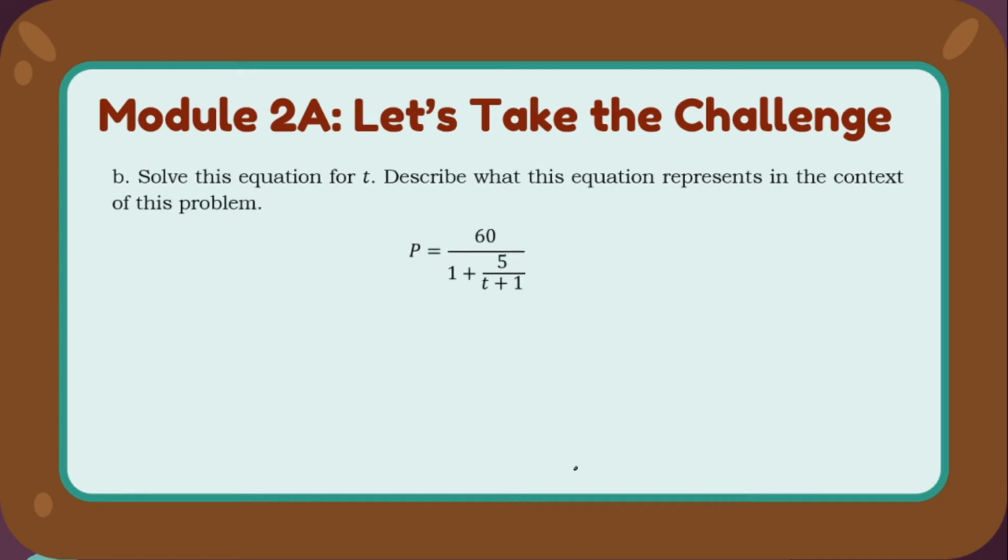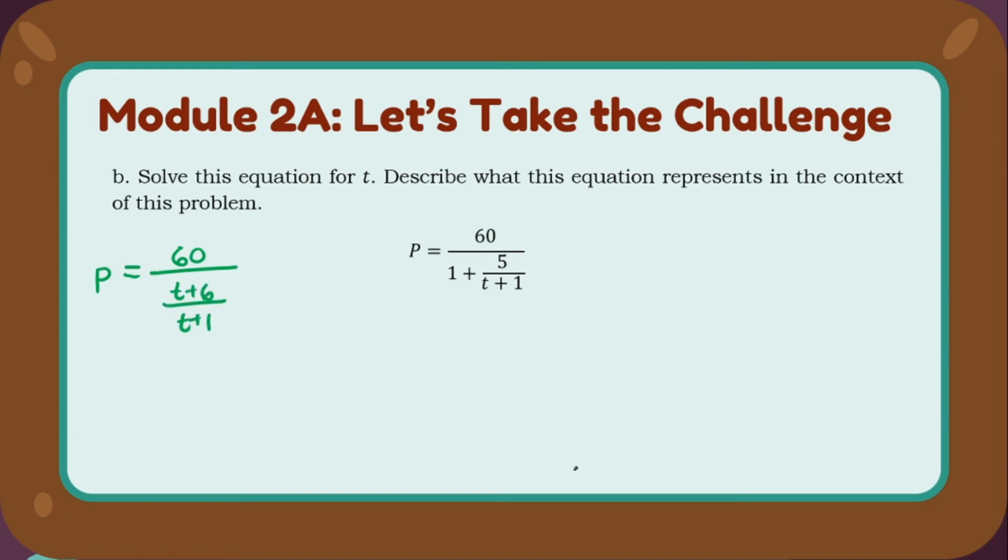Let us answer letter B. Solve this equation for T. Describe what this equation represents in the context of this problem. Let us make the denominator into one expression. The equation will now become P is equal to 60 over T plus 6 over T plus 1.